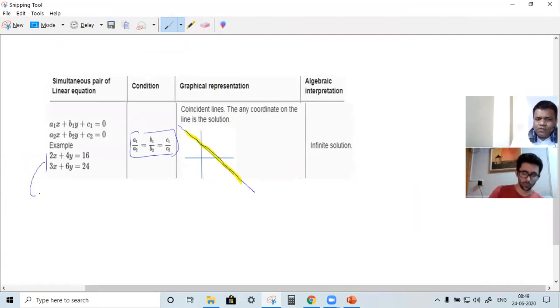You want me to solve or you can solve this one? Let me check. So tell me the solutions of this. Okay.